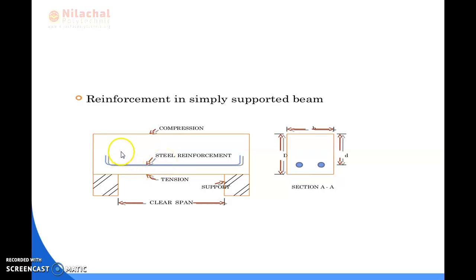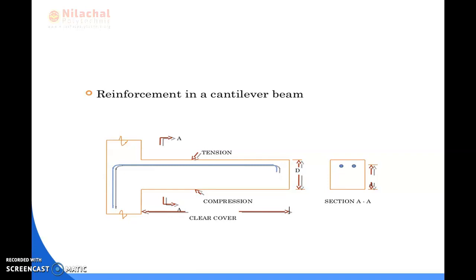There is the cross section view of the beam section. Here steel reinforcement is provided, tension reinforcement in the bottom part, and compression reinforcement in the top part. Two supports are provided, that is, wall supports on both sides of the beam. That is the clear span which lies between the two supports. Here we also discuss the reinforcement in a cantilever beam, because both simply supported and cantilever beams are used in the calculation of the singly reinforced beam section.